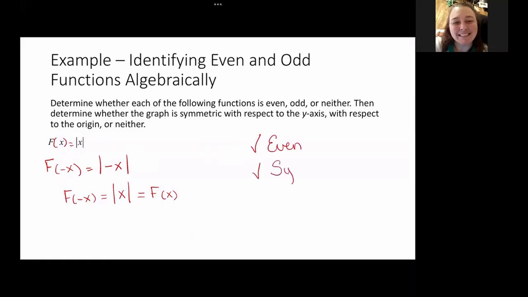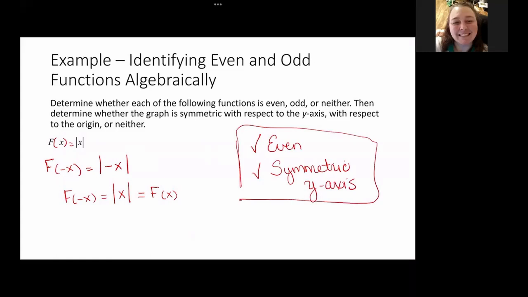And if it is even, where are we symmetric about? The y-axis. Okay. Don't let things like absolute values catch you up. Don't let things like squares and cubes mess you up. Just take it piece by piece. You'll be fine.